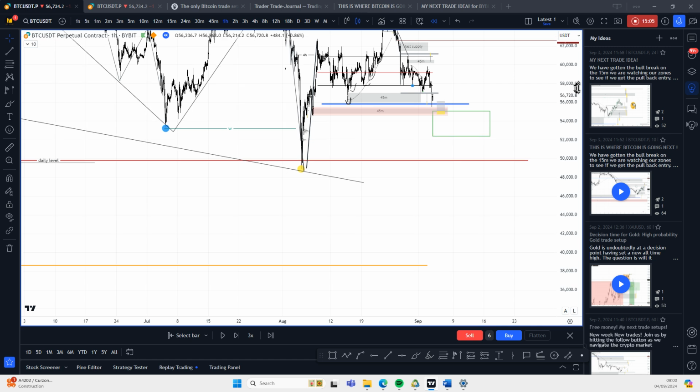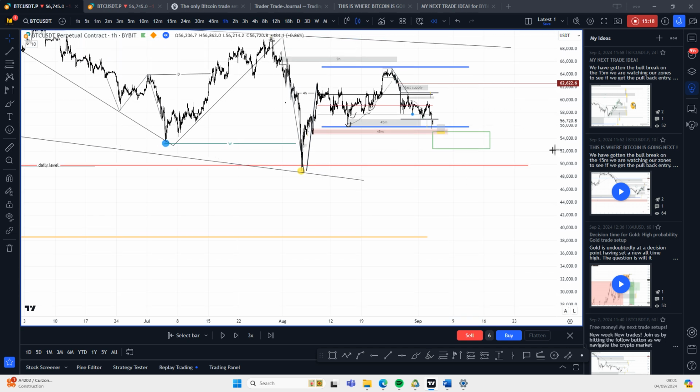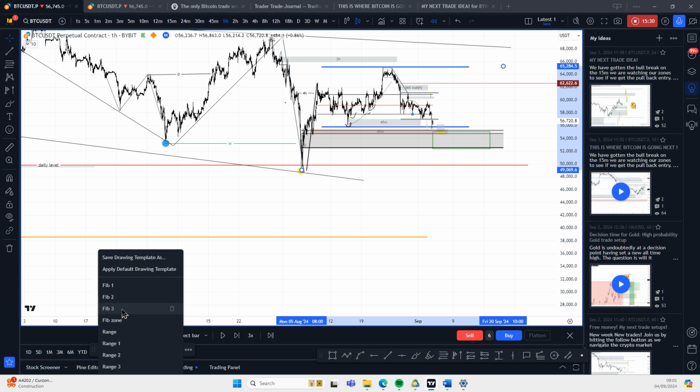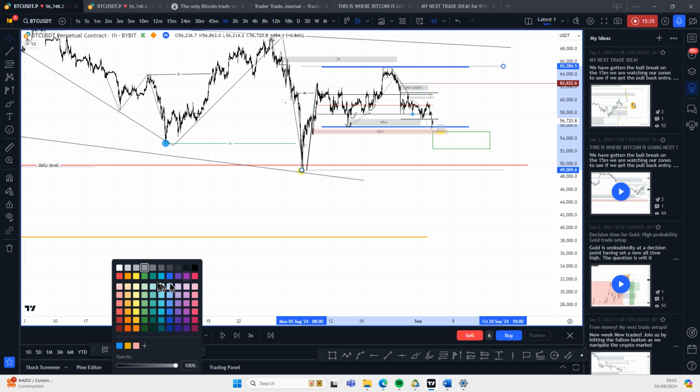Now the higher end of this green box is also confluent with this zone that we just talked about. If price continues to come all the way down, closes below this box, closes below the Fibonacci level, what are we going to be looking out for? Well, very obviously, we're going to be treating this as a bigger range, this being your range. So we're going to change that and make that range. We're going to give it a nice color. Range 1.